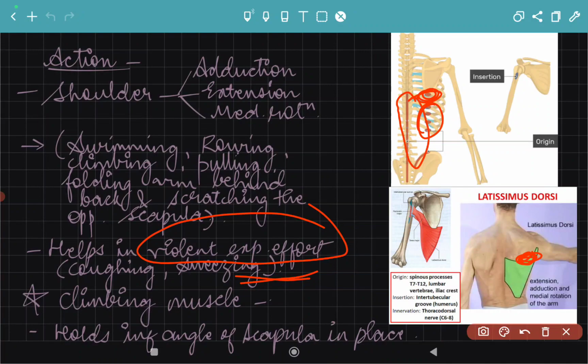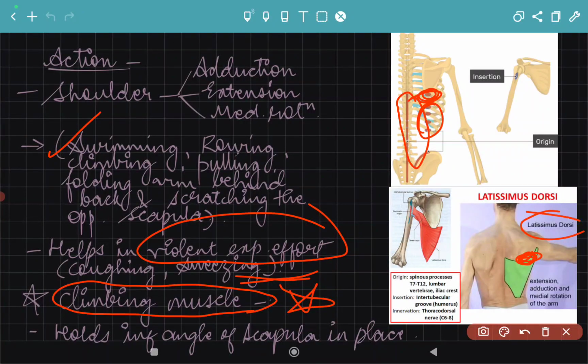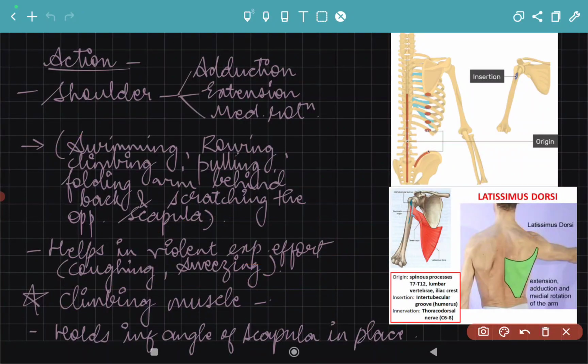Apart from that, it is a climbing muscle. Important thing to remember, latissimus dorsi is a climbing muscle. So it helps in other activities such as swimming, rowing, climbing, pulling, folding arm behind back, and scratching the opposite scapula. The muscle in action will be primarily latissimus dorsi in those activities. So that was about origin, insertion, nerve supply, and action of latissimus dorsi.